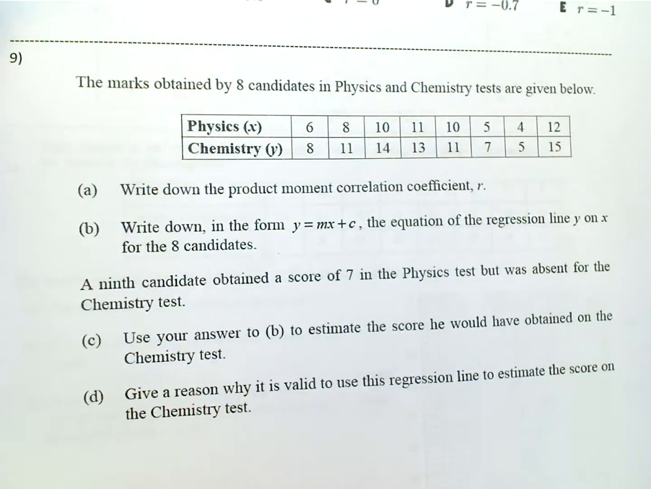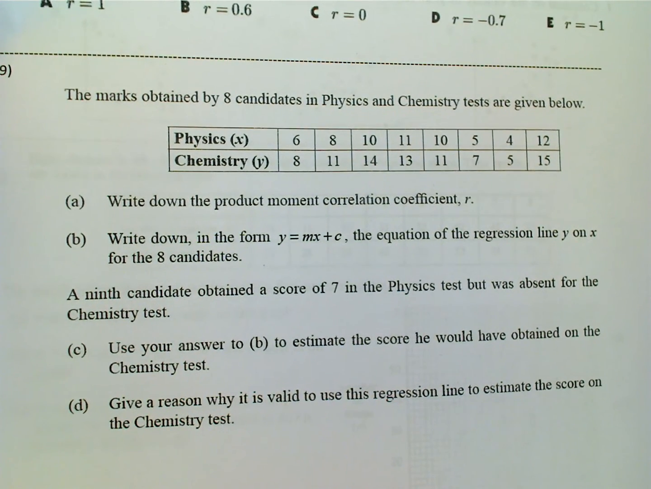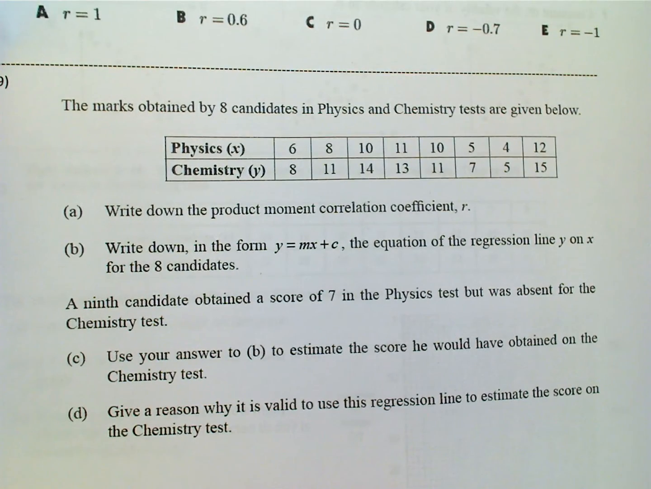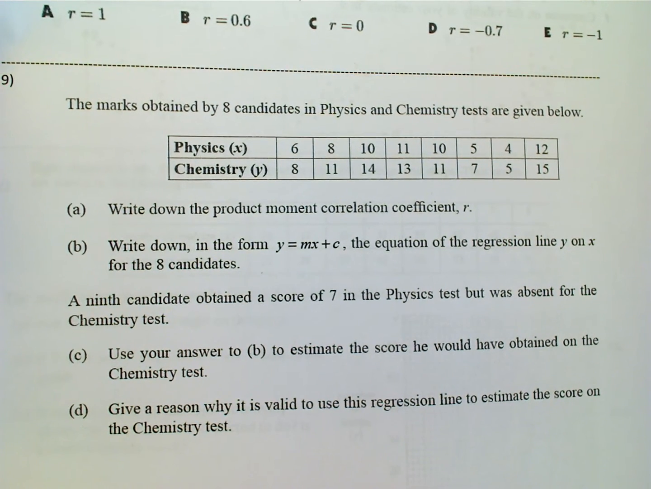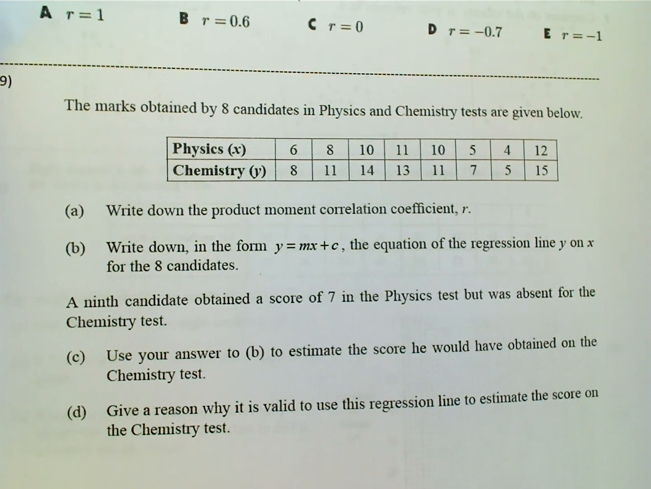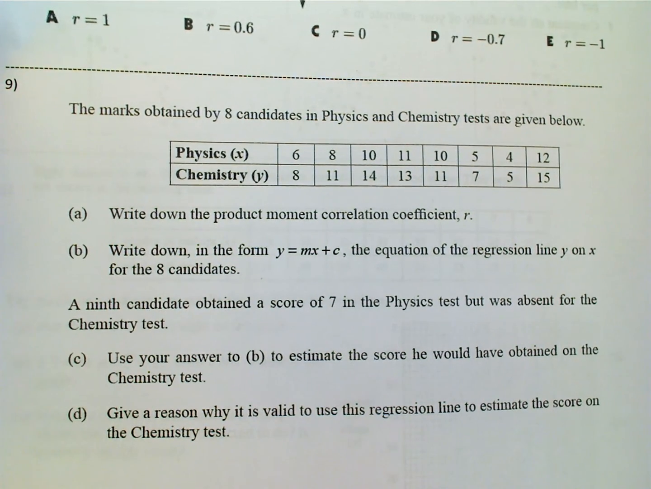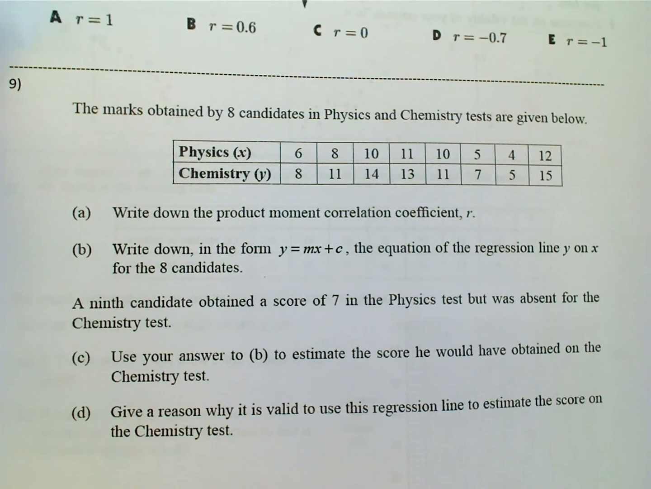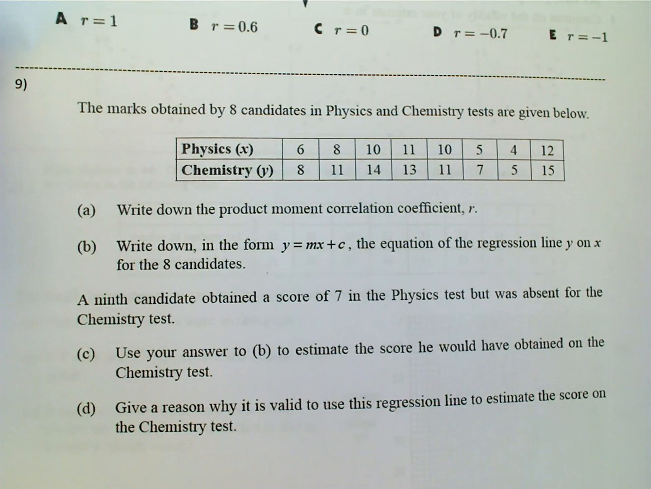It says that the marks obtained by 8 candidates in the physics and chemistry class, their test scores, are given in this table, and we have to answer a bunch of questions about that, including letters A and B, which say write down the product moment correlation coefficient, or in other words, the correlation coefficient, and then write down the equation of the regression line, y equals mx plus c, I guess, in this case, whatever you want to call your y-intercept. But in order to get that information from this data, we're going to use our calculator.